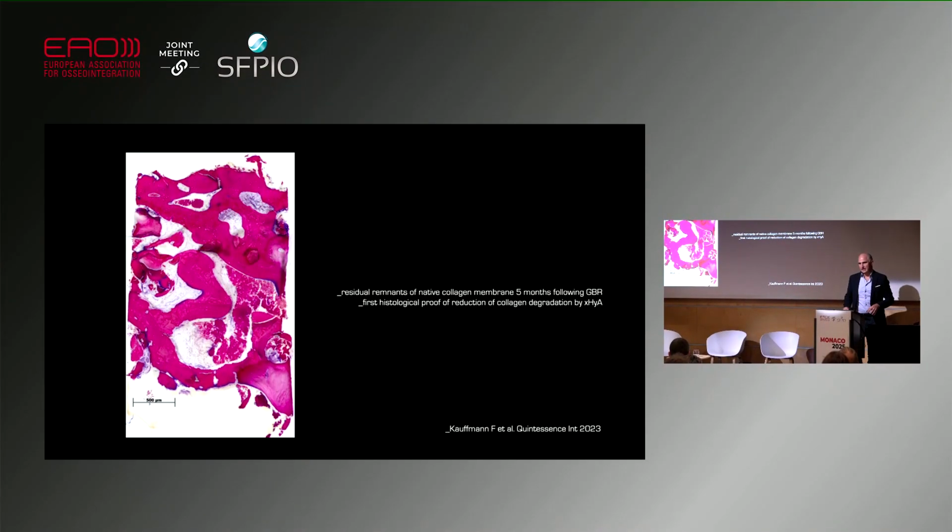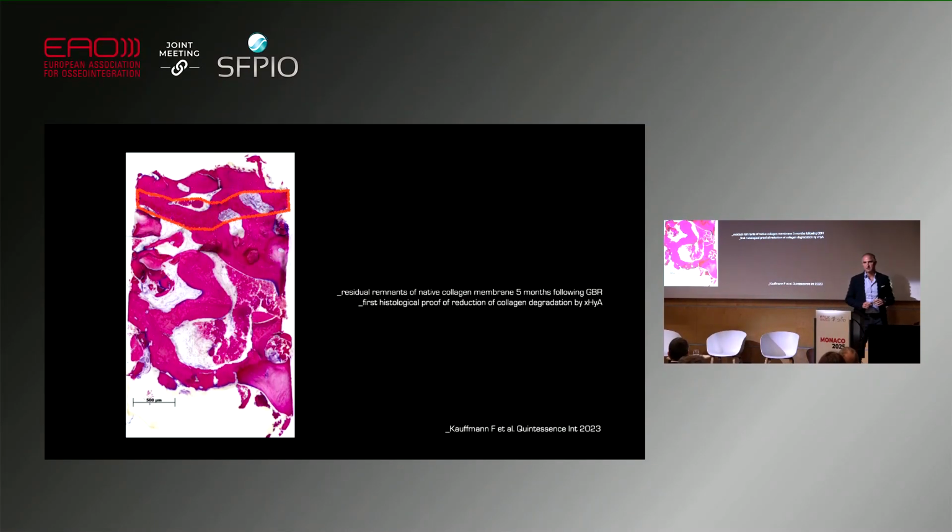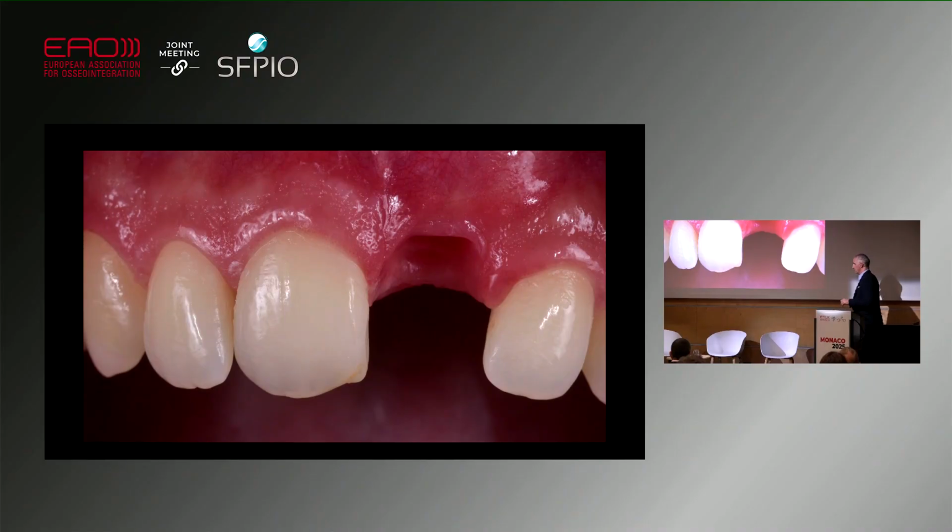We have also seen that in our study, going back to our study, we saw remnants. After 4 or 5 months, biopsies, trephines done, we saw remnants of native collagen membranes. Native collagen membranes should be gone after 4 weeks. We saw remnants of native collagen membranes in our histologies 5 months after surgery. So quite interesting that there seems to be also an effect. So this is pretty much a case of how we proceed today.